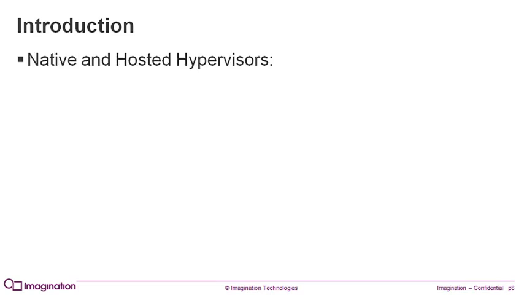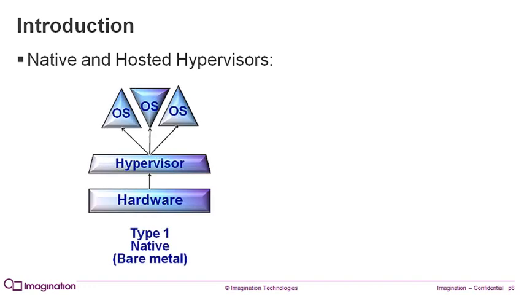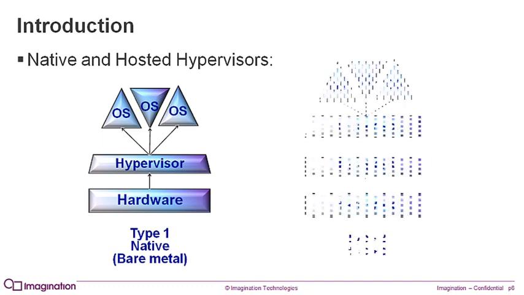There are two types of hypervisors. A Type 1 or native hypervisor runs directly on the hardware or processor, and the guest software, such as an OS, runs in the VMs on the level above. Microsoft Hyper-V is an example of this type.